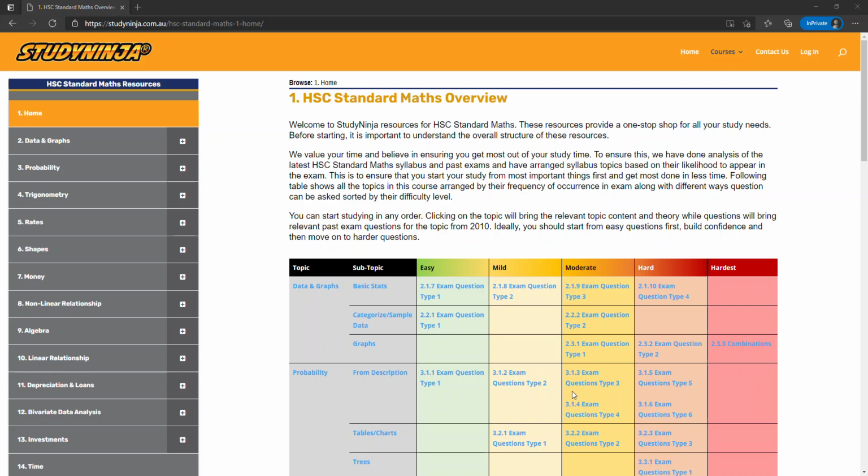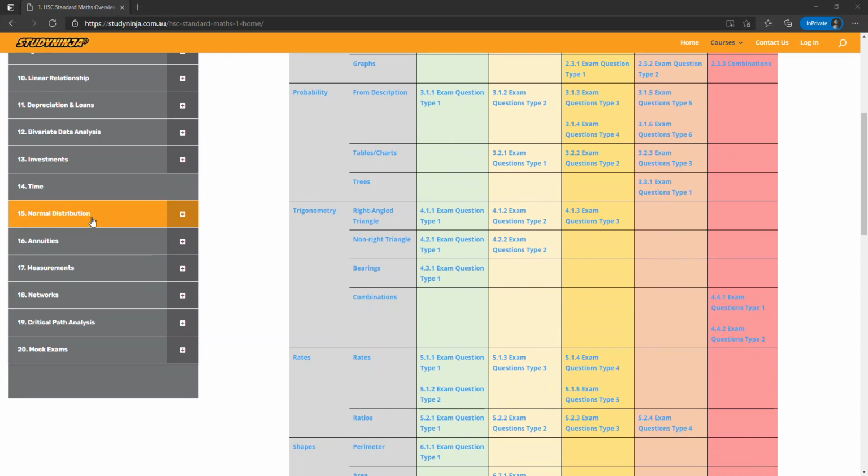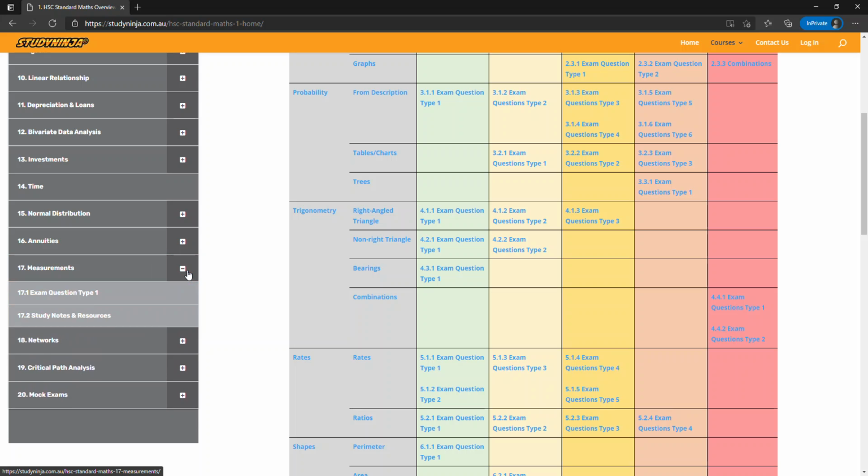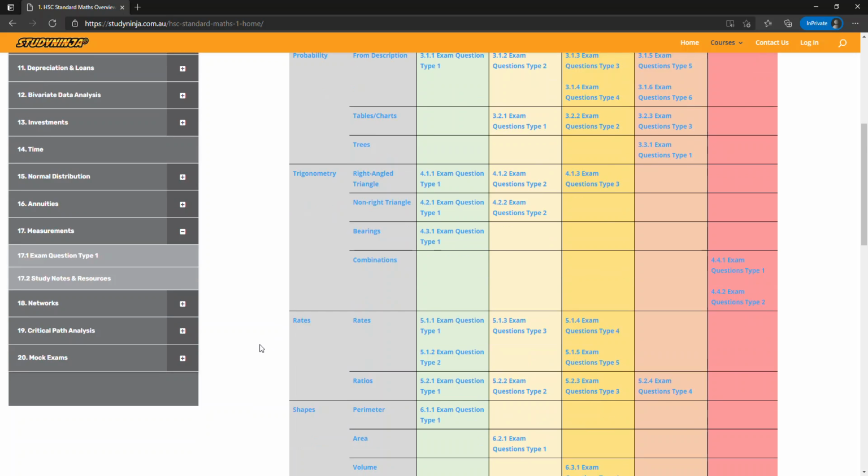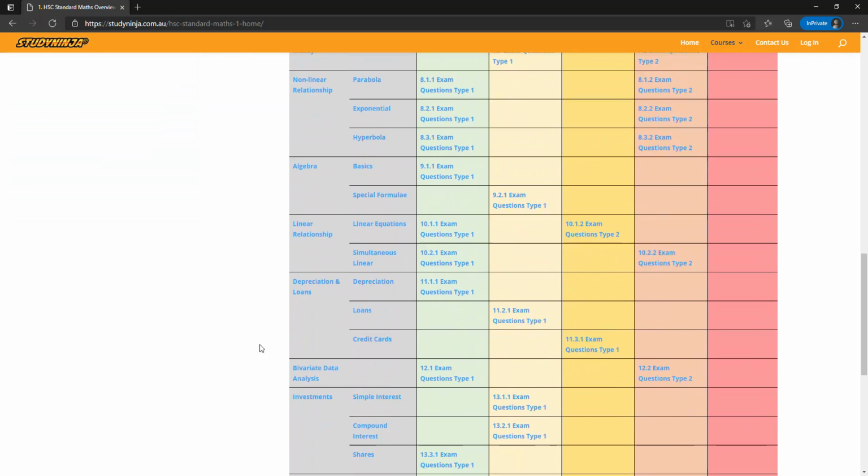Hi everyone, in today's video we'll be going through 2020 Standard Maths exam question number 2. This question was one of the easy questions. This came from a topic that we have put together under measurements. There are a number of different ways these questions are asked, so we've put them all together under one bucket, and these are relatively easier questions.